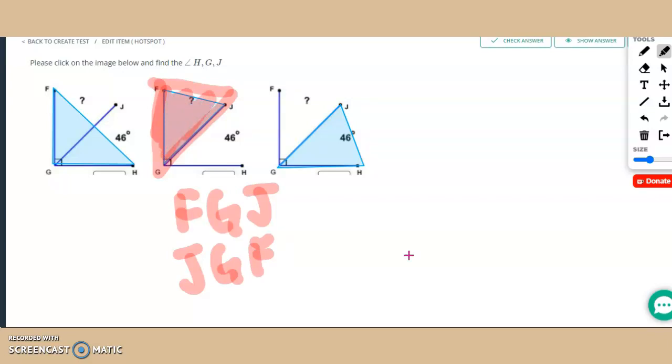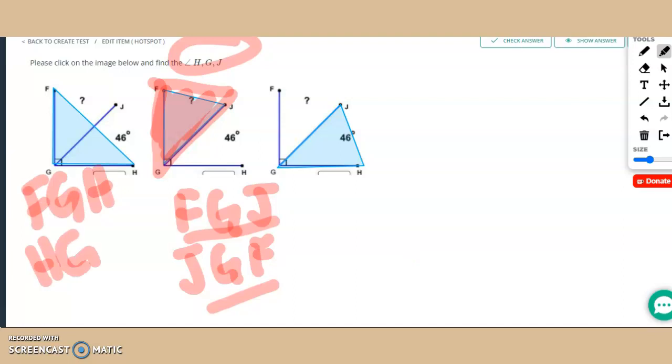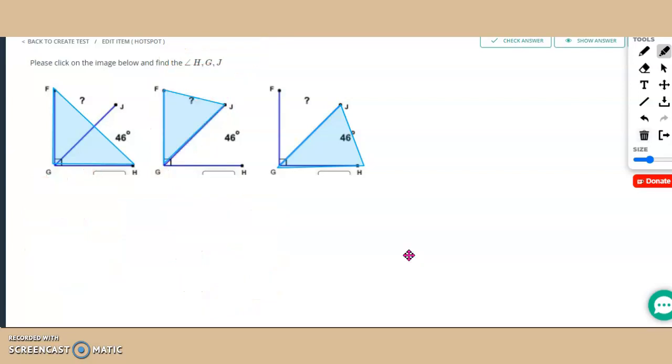Okay? So this does not match this, so that doesn't work. This one was F, G, H, or H, G, F, and that doesn't work either. So those don't work. That means that we have to look at this one.